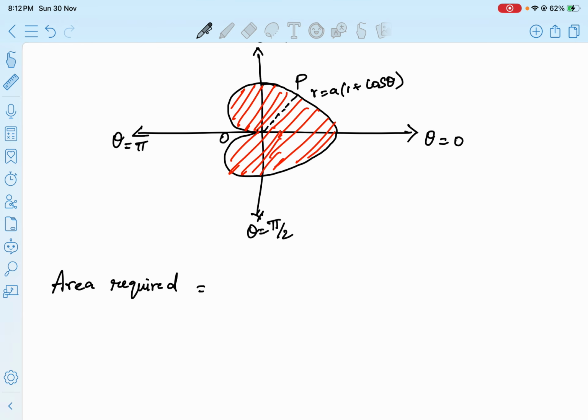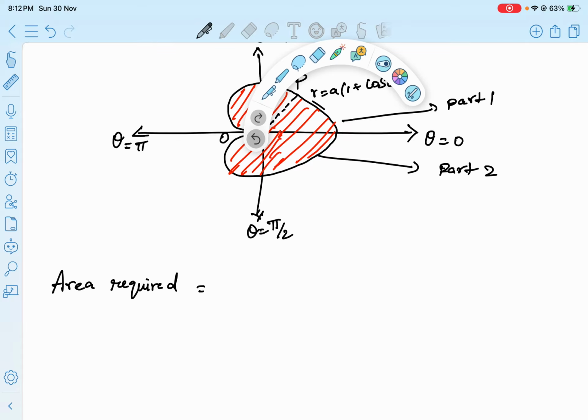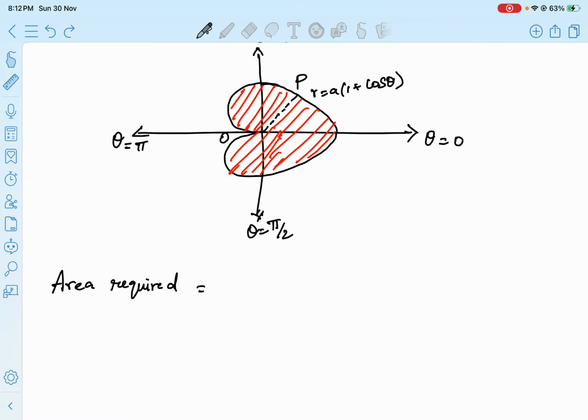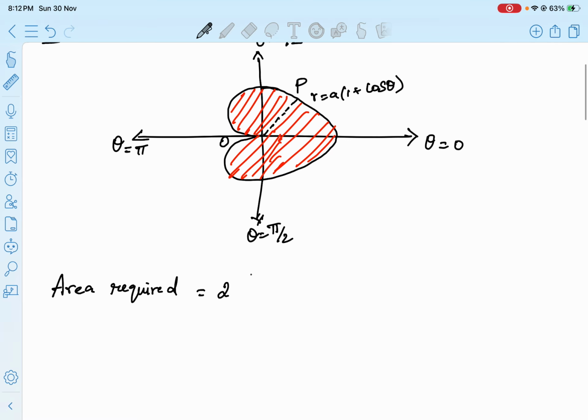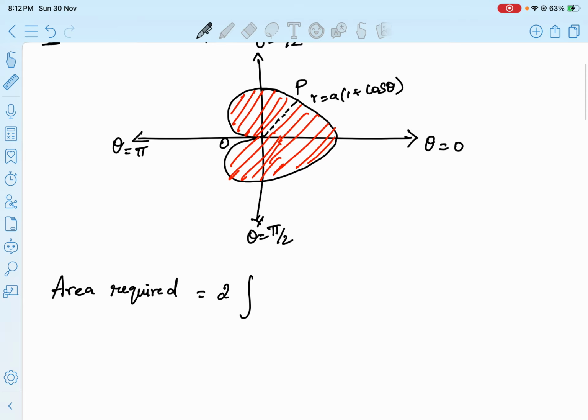First thing is there are two parts. This is first and second. We have two shapes, the part 1 and the second part. So we have to find for both the parts. We can find this part and calculate it twice so that we will get both the parts, right? For that purpose, I am going to write it as 2 times the integral of, what is your theta?